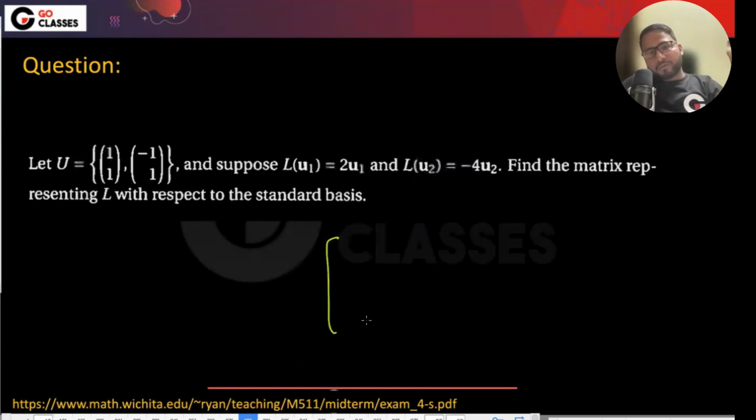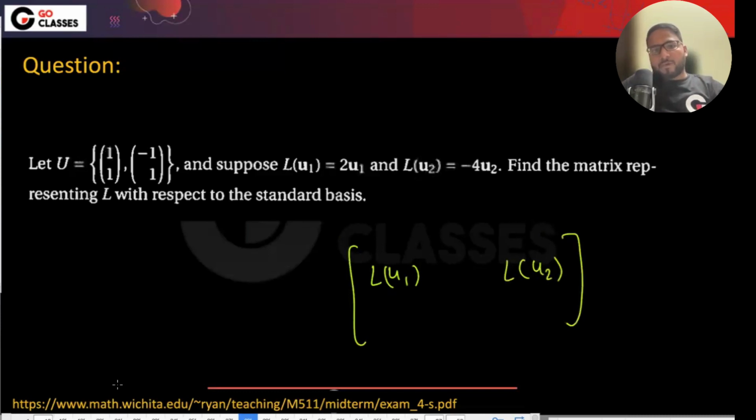So with respect to the standard basis is nothing but L of... Okay, you just tell me the answer. Will it be like this? Are they asking this, or are they asking this? No, they are not asking L of U1, U2. With respect to the standard basis, actually, it should be E1, E2, right? They're asking E1, E2, which is 1, 0 and 0, 1.